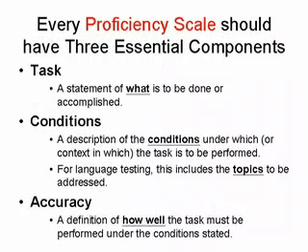Okay? Every proficiency scale should have these three essential elements. If you're going to have a criterion test or proficiency test, you need to be able to describe what it is that's to be done. What's the communication task? In which context or under what conditions is it to be done? What topics are to be covered? What domains are to be included, for instance? And then how well is it to be done? So just think of task, conditions or context, and accuracy as three elements that must be there if you're going to have a fully operational scale.